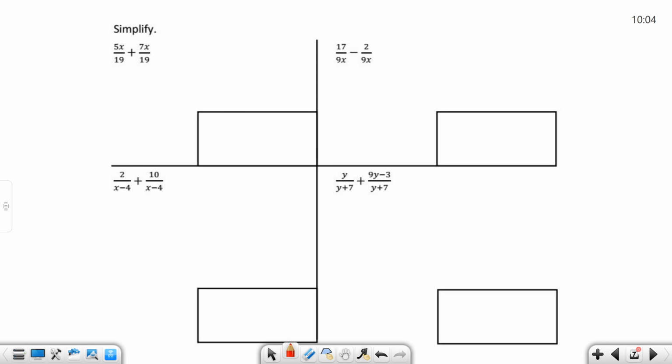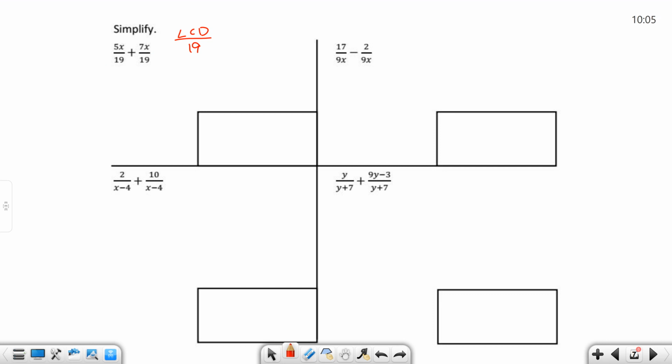So without further ado, let's work some of these. 5x over 19 plus 7x over 19. Here I have an LCD. My LCD is what? It's 19. Right? Same denominator on both fractions. I don't have to worry about how to get it. It's already the same denominator.